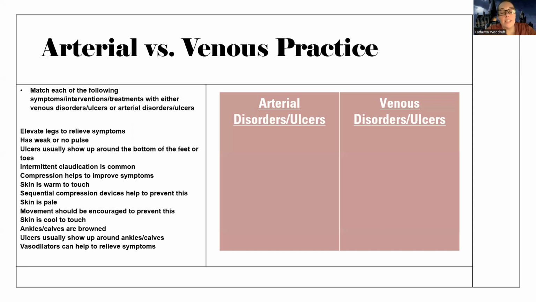Whereas with venous, they're having more of a fluid collection. They have no problems getting flow to their toes. What they're having a problem with is getting that fluid back. So they end up having fluid accumulation around their ankles and their calves, which is more likely where they're going to have their ulcers. So ulcers around the bottom of the feet or toes is A for arterial.